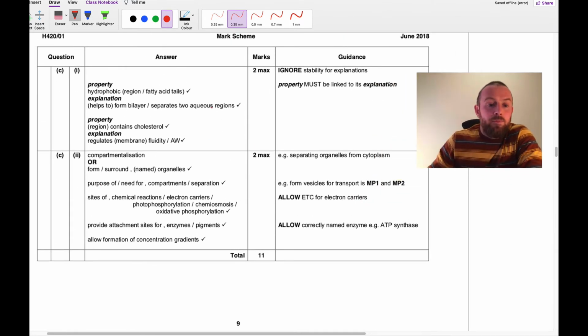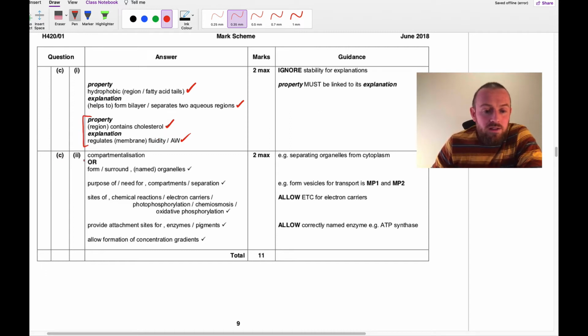Okay, so the first one, property, hydrophobic, that's the property, and the explanation, to form a bilayer or to separate two aqueous regions. Yeah, I think we got that. Oh, this is interesting. In the diagram, I wouldn't have put this because the diagram didn't show any cholesterol, but you could have got a mark for saying that there is cholesterol in there, and that regulates the fluidity. That's interesting.